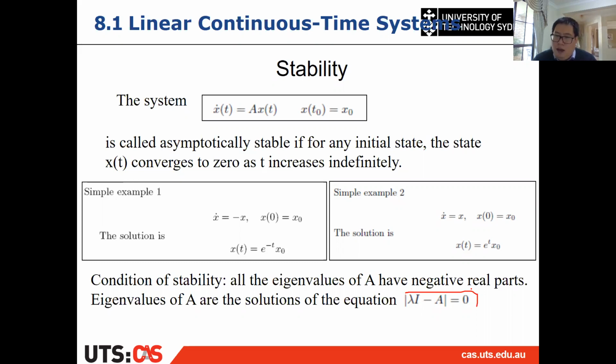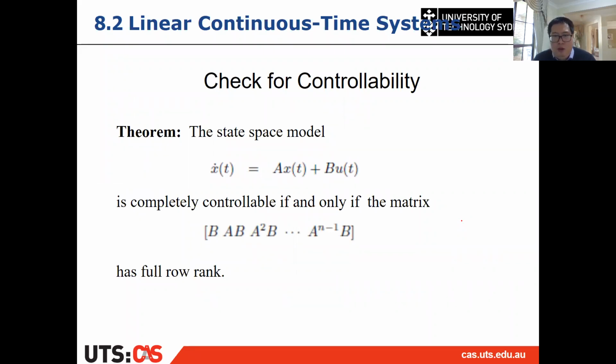So suppose you have two eigenvalues, 1 and -1. Then it is not stable, because one of the eigenvalues is not negative. If even one eigenvalue is not negative in a linear continuous time system, then it is not stable. All right, and do remember that the stability conditions for the discrete time system are different compared to the continuous time system. Do remember about that.